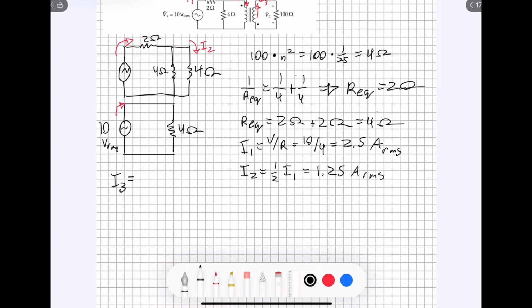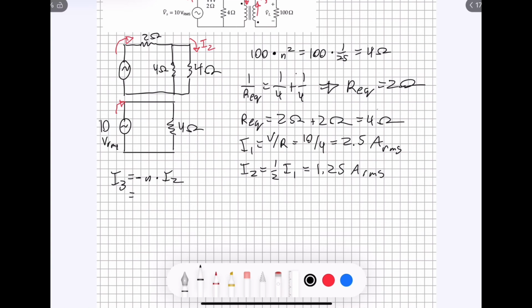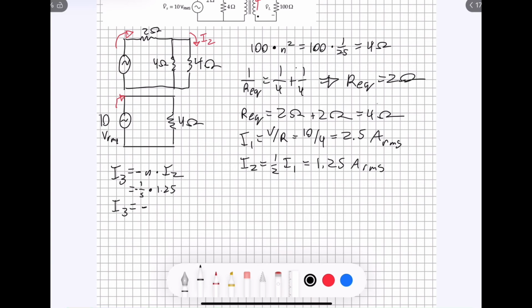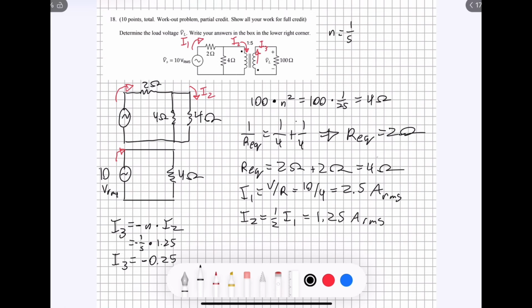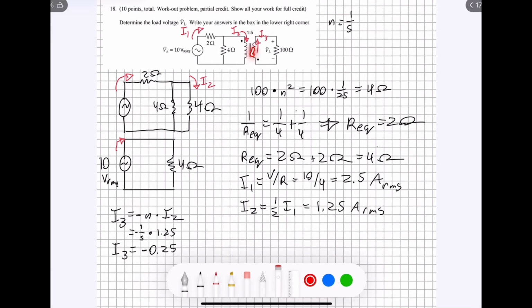I3 is equal to negative n times I2, which means it's going to be equal to -1/5 times 1.25. And that means our I3 value is going to be equal to -0.25.